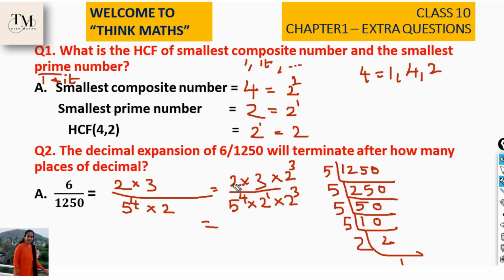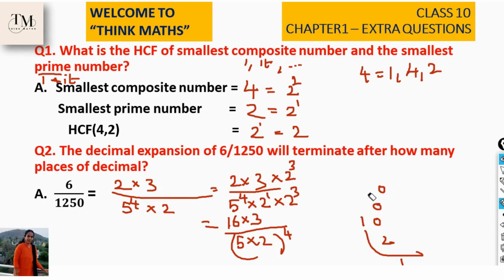So what is the value in the numerator? 2 to the power 4 means 2 2s are 4, 4 4s are 16, so 16 into 3. If I multiply all the 2s in the denominator, it can be written as 5 into 2 to the power 4. Both 5 and 2 have the power 4, so I can write it as 5 into 2 to the power 4. Let me erase this factorization.